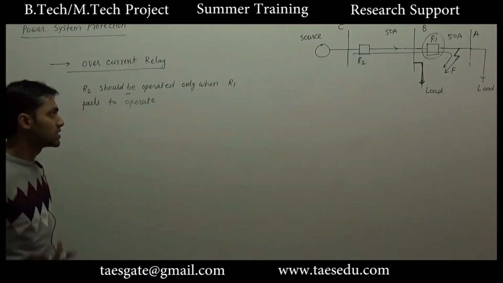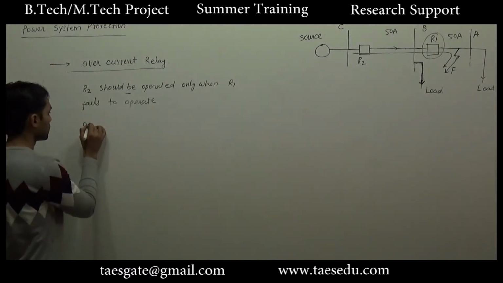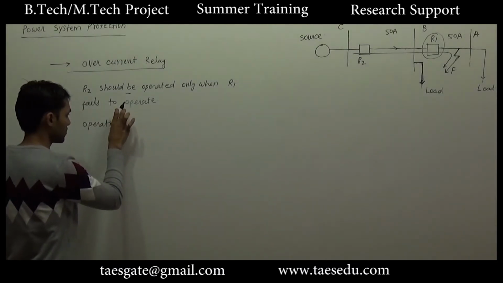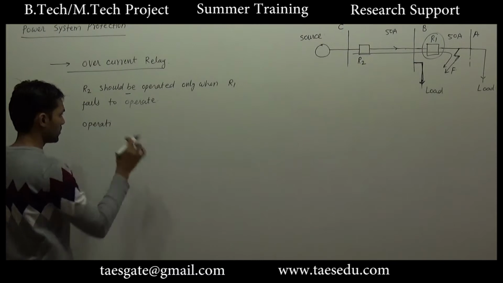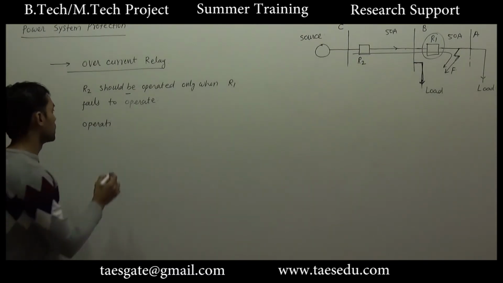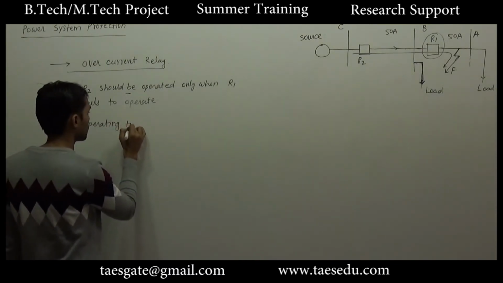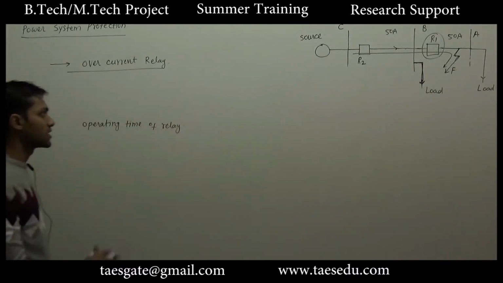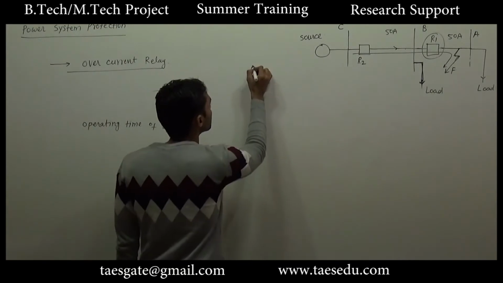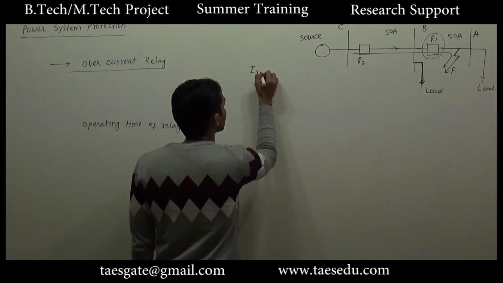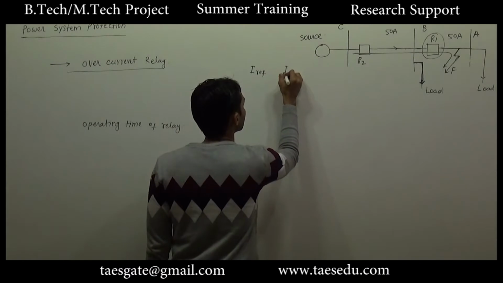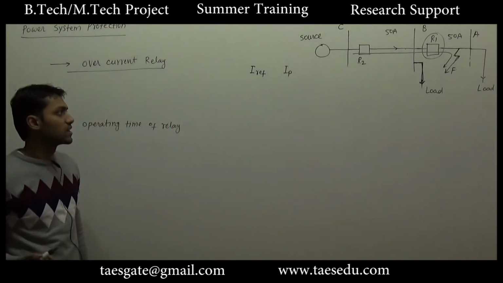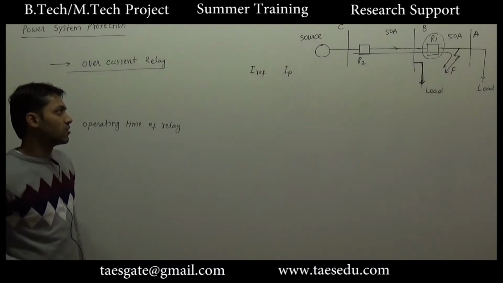Okay, so since I said operating time, we will first study the features on which the operating time will depend. Operating time of relay. As I said earlier, for each relay we can set its reference current or the pickup current. If the actual current is greater than pickup current, this will be treated as a fault current.